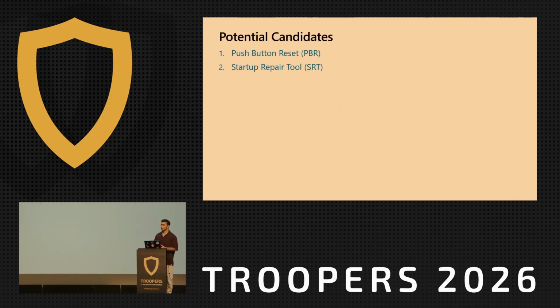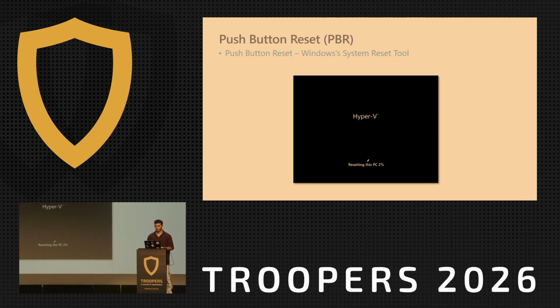After exploring different WinRE flows, we found two potential candidates, the push button reset tool and the startup repair tool. So let's start with the push button reset tool, or PBR for short. For those of you who are not familiar with what PBR is, it's a built-in system reset mechanism. It allows users to reset their system and supports multiple modes, for example, keeping or removing user files, reinstalling the OS from a local or remote source, and more. And that's the PBR UI, resetting this PC. I'm sure most of you have seen this UI before.